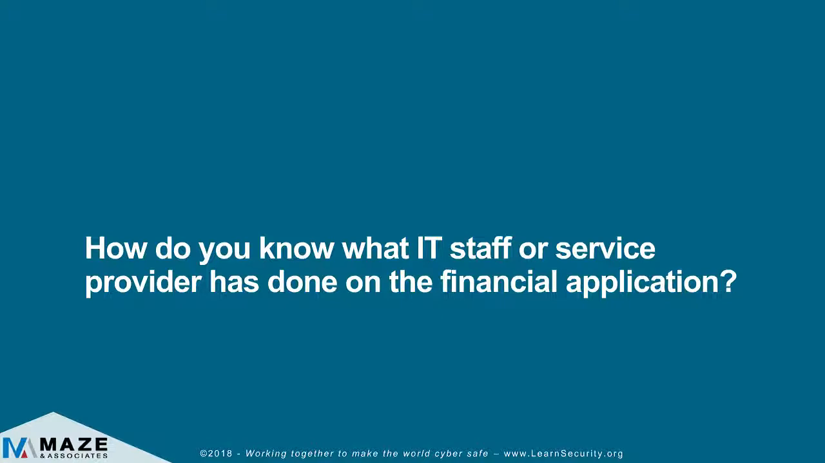So whether it's IT or the service provider, what have they done on the financial application? How do you know what they've done on it? Was IT able to get into your batch processing for checks and change some of the names before you actually did the printing and sending out, or did you change the address, or did anything like that happen? Other types of things can happen.